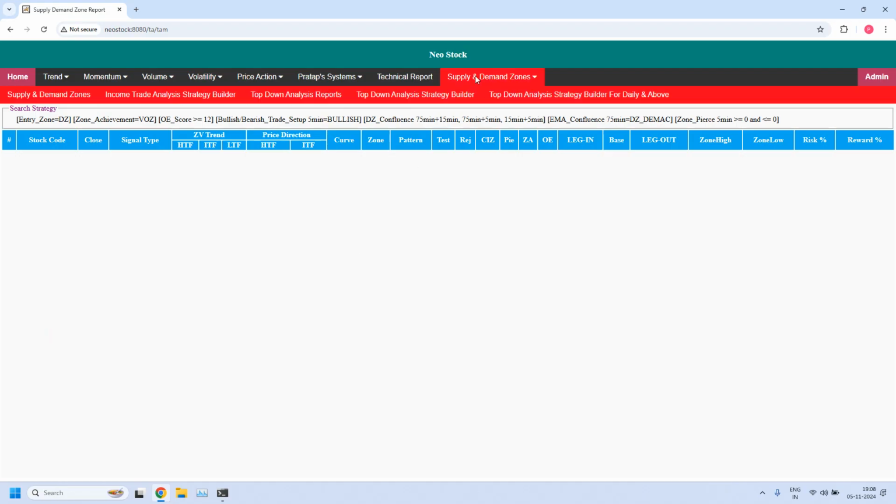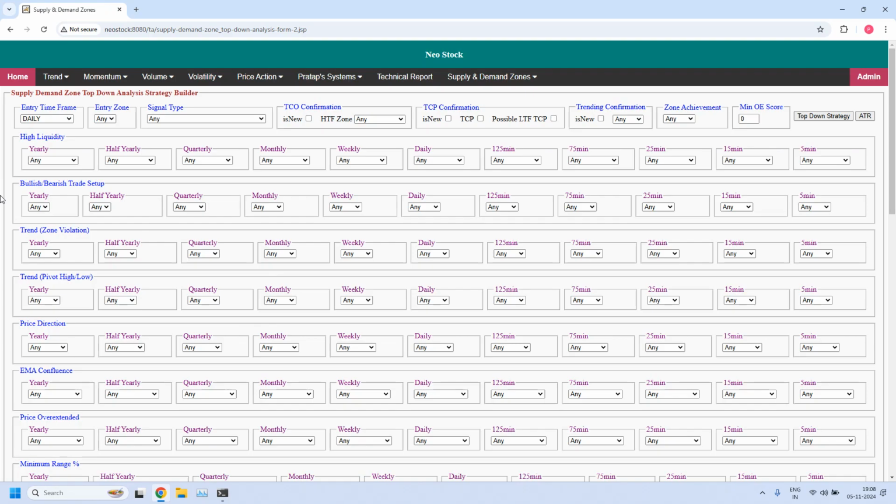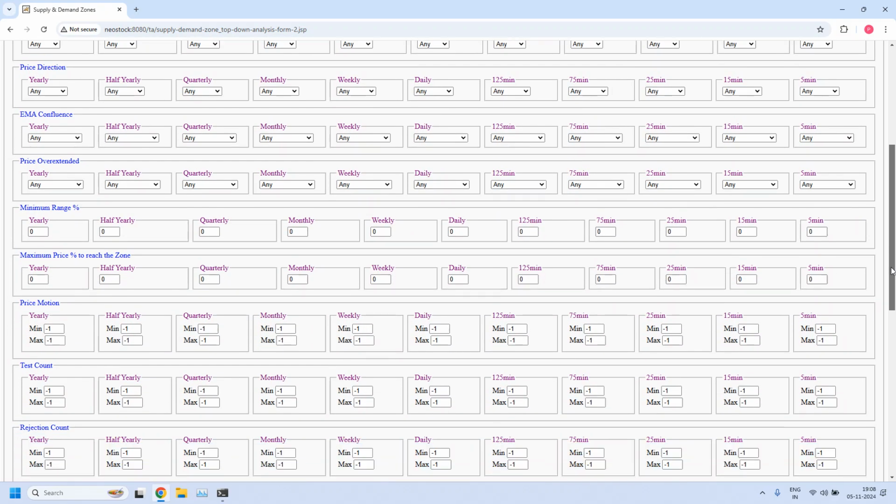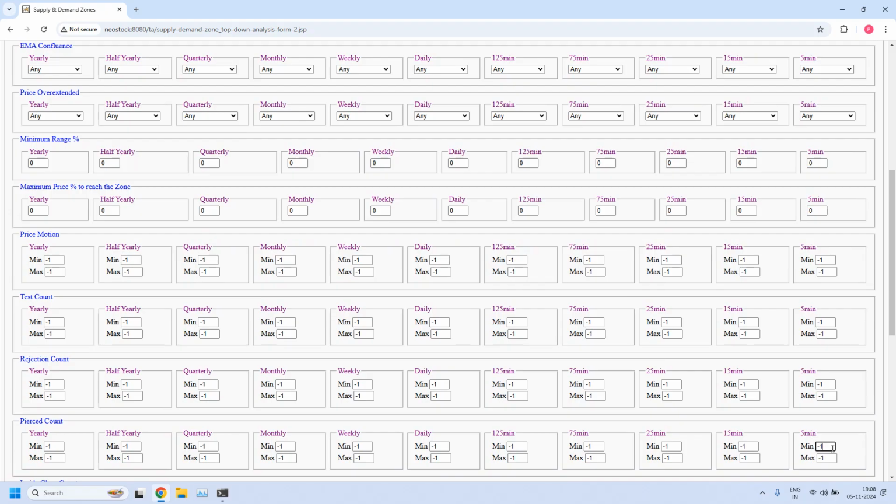Okay, next let us look for bearish trade setup for hourly income trade. Entry time frame is 5 minutes, entry zone is supply zone. In bullish or bearish trade setup at 5 minutes time frame, I am selecting bearish. The 5 minute supply zone should not be pierced. So in the pierced count, at 5 minutes time frame, minimum value I am setting 0, maximum value 0.